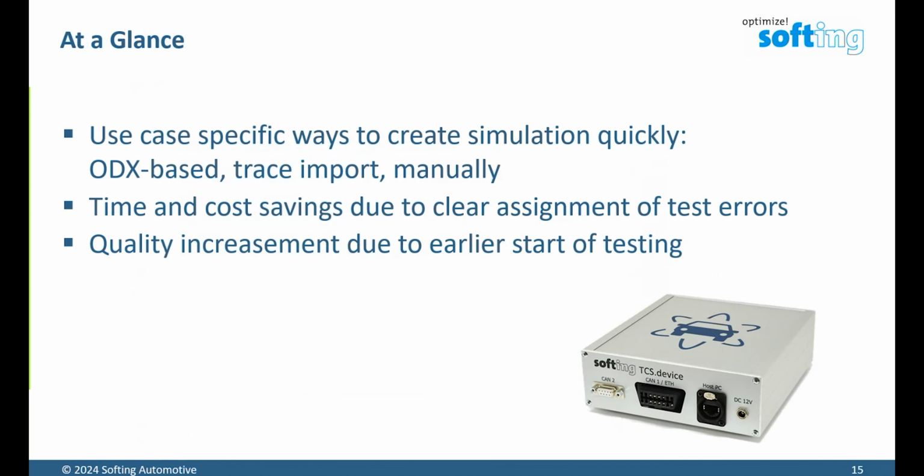So just to wrap up at a glance, the use case specific ways to create simulations quickly are, for example, ODX-based. We have seen that. Dirk showed that to you. You can do it via trace import, or you can even do it manually, request and response bit by bit. In total, you have time and cost savings due to the clear assignment of test errors. Is it from the device under test, or is it from the tester itself? And of course, you have quality increase due to earlier start of testing. Those are the main positive points of a Softing TCS.